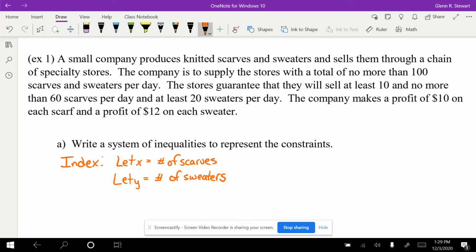Okay, I like that second sentence there. The company is to supply stores with a total amount of no more than, I like that vocab, no more than 100 scarves and sweaters per day. So we have X amount of scarves plus Y amount of sweaters, no more than, so less than or equal to, 100. That's our first constraint.